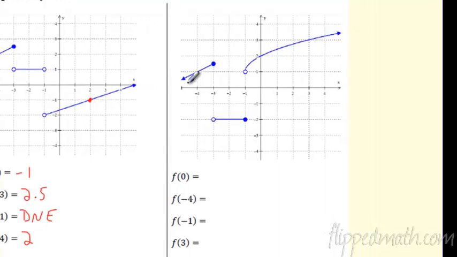Let's come over to this other graph. So we got a line. This is that constant, that one that was like 3, but this one's always -2. And then it looks like we've got some kind of square root going on over here.